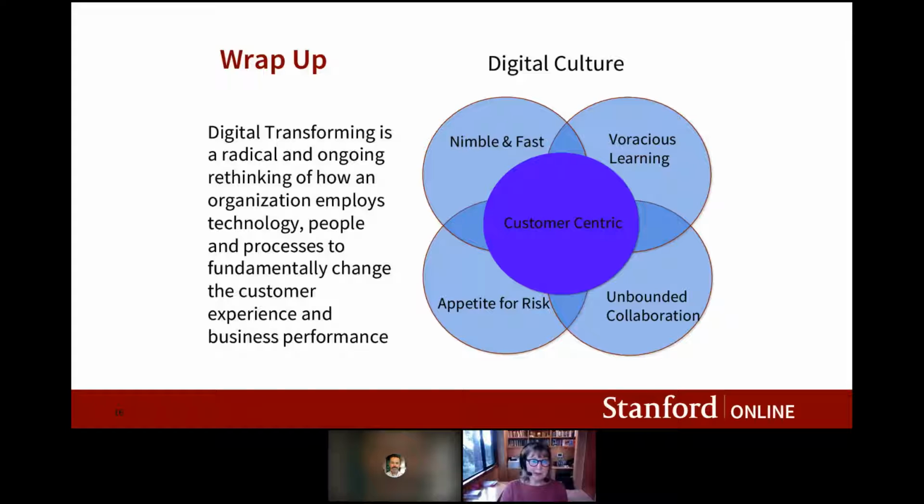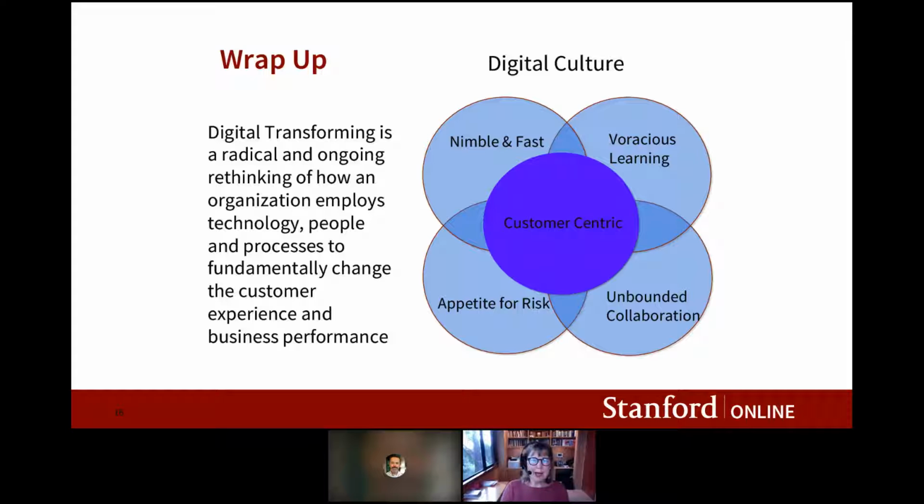So with that, I'm just going to wrap up. The key points for today are that digital transformation is radical and ongoing. We have to rethink how we employ technology, people, and processes to fundamentally change how we're doing business and what the experience is of our customers.